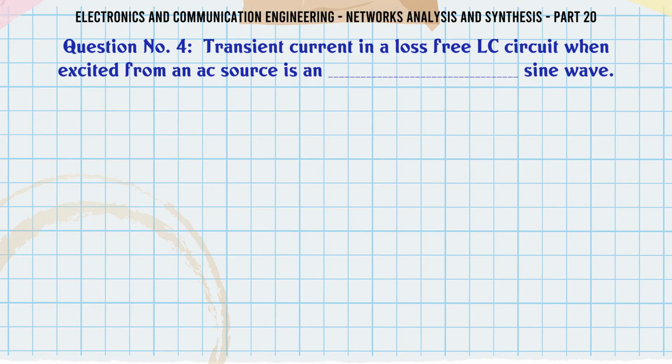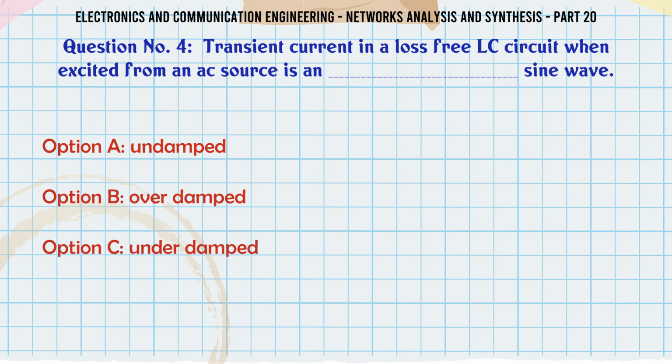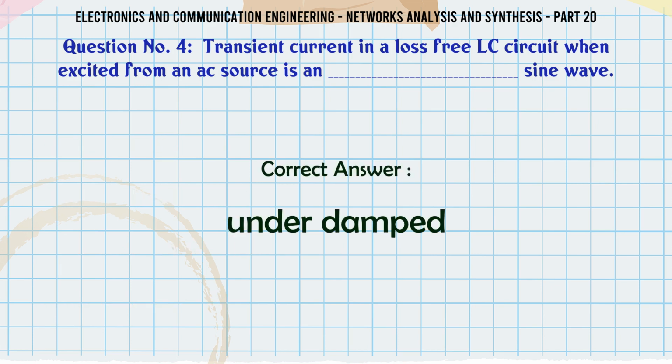Transient current in a loss-free LC circuit when excited from an AC source is a sine wave. A. undamped, B. overdamped, C. underdamped, D. critically damped. The correct answer is underdamped.